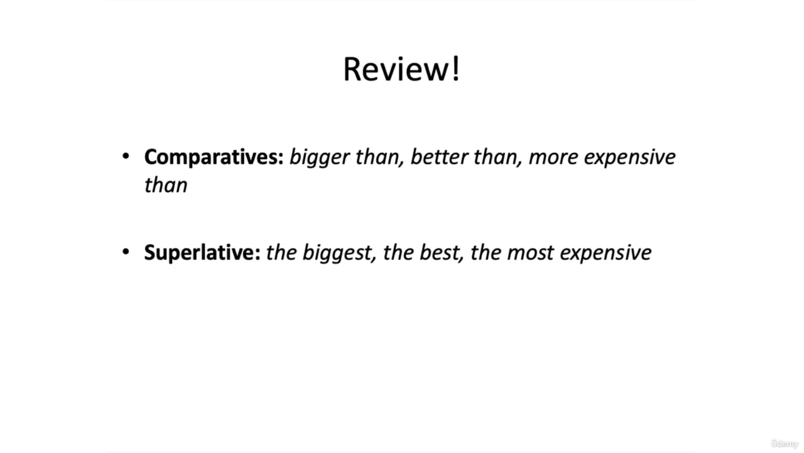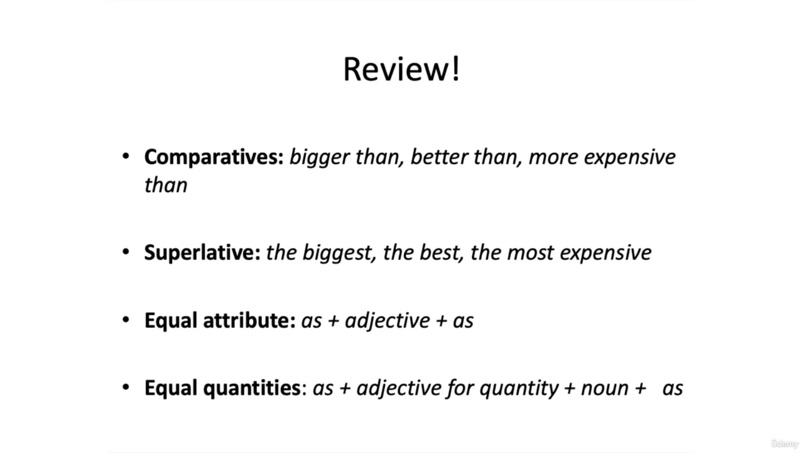For adjectives with more than 2 syllables and certain ones with only 2, we use the words more and than to create the comparative and the most to form the superlative. To compare 2 nouns with similar attributes, we use the pattern as, adjective, as. To compare 2 equal quantities, we use the adjectives indicating quantity: many, much, few, little.